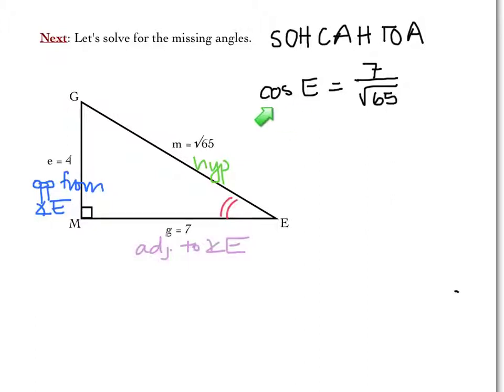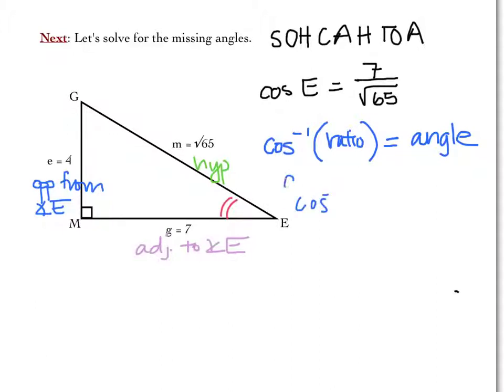Now, if you have the cosine ratio, which is 7 over square root of 65, and you are trying to find the angle, what I want to use is inverse cosine. So I'm going to set that up. Inverse cosine says if I have the ratio, I can get the angle. So the inverse cosine of 7 over the square root of 65 is equal to angle E. Now take a moment to input that into your calculator and let's find out what you get.